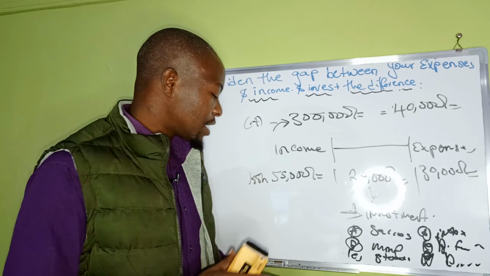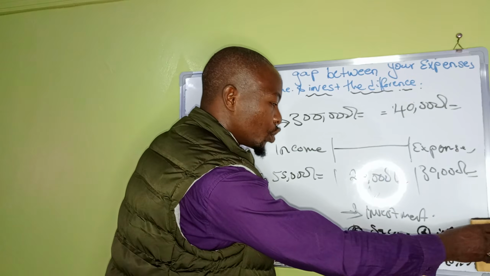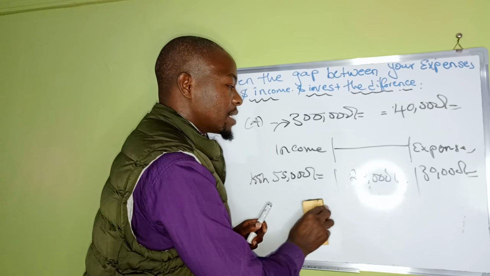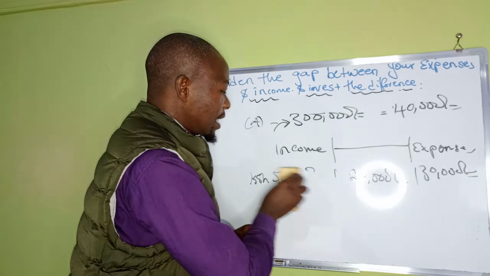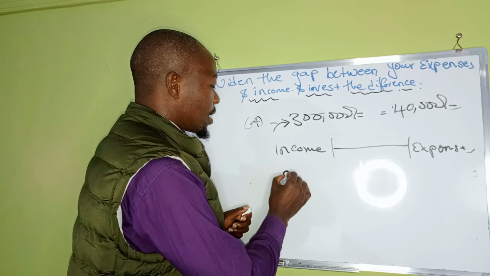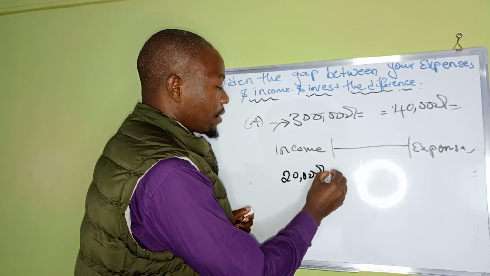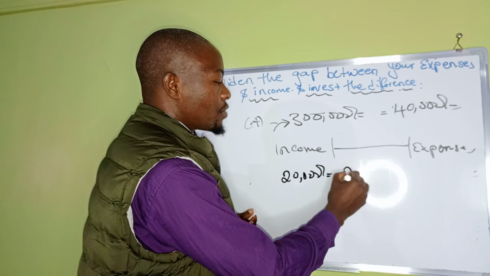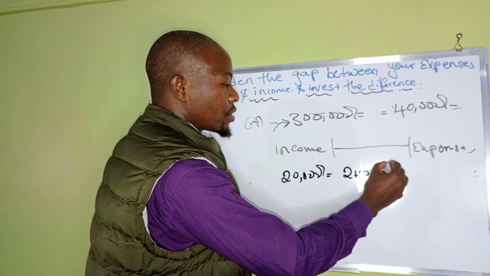Now, this 20,000 that you've managed to salvage, you channel it towards an investment, and you do so each and every month. Let's do a very simple mathematics and explain it to you. If you channel this 20,000 at the end of each and every month, at the end of the year, you have your 240,000.